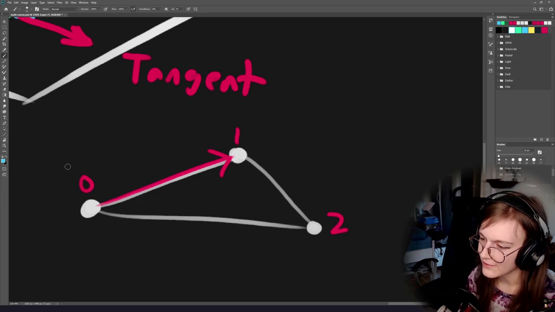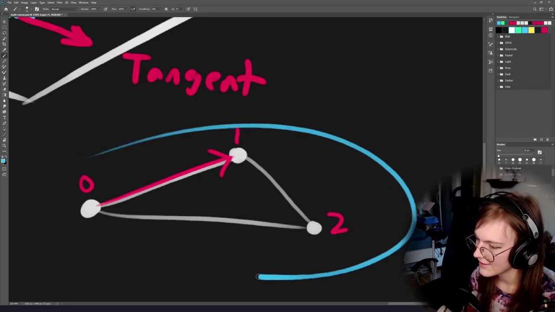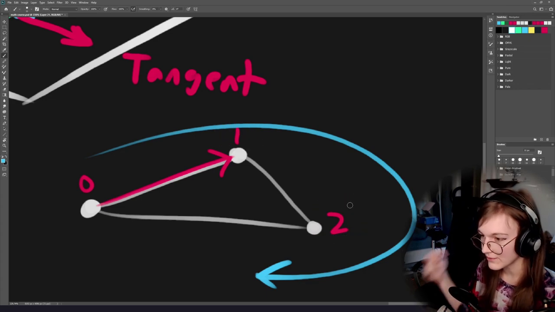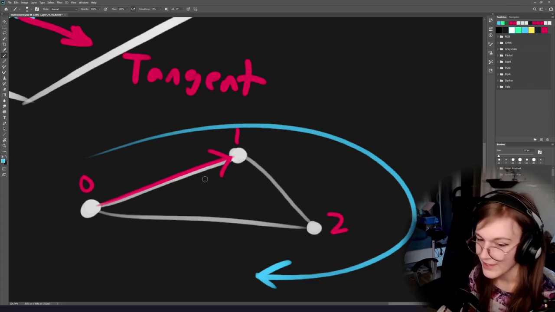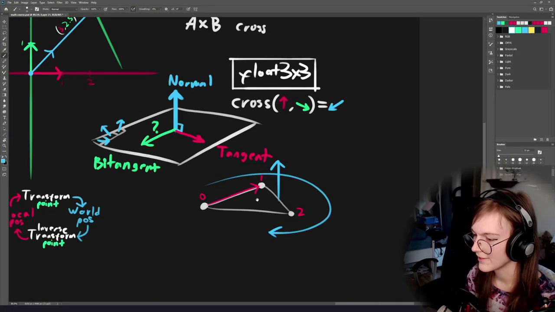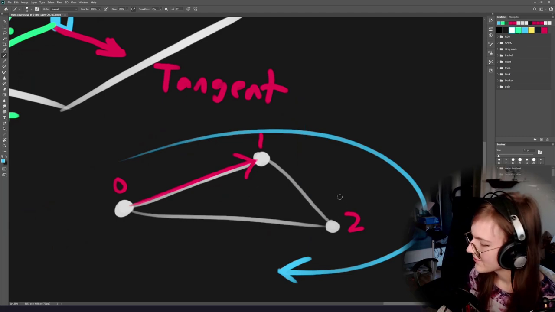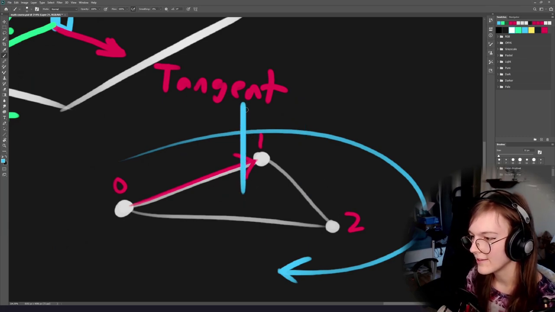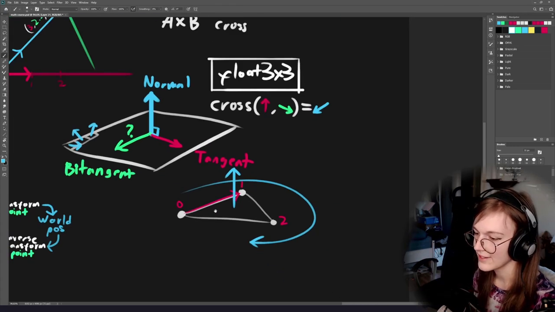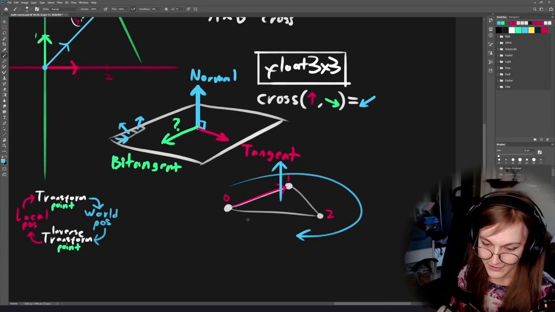But if the winding order goes in this direction in a triangle, it's called winding order, which is the order in which we define the vertices. Again, we can use the left-hand rule. Use your hand: the curling of your fingers is the winding order, and the thumb is the normal. And that way we can figure out that this is the normal of that surface. So face normals are implicitly defined by the order that vertices are defined in meshes. Another use case for the cross product.